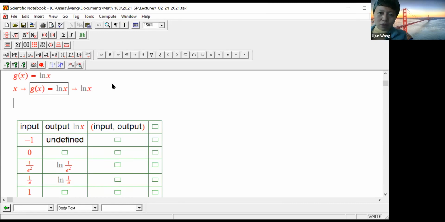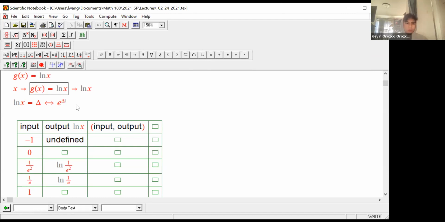This rule is a little bit more complicated, because this rule is related to another rule. What it says is that ln x, the output, suppose the output is a triangle, if and only if e raised to the power triangle must be equal to x. You follow me?